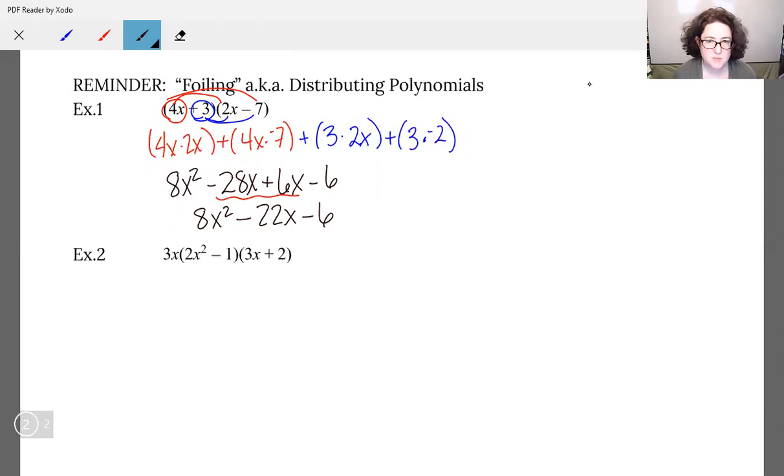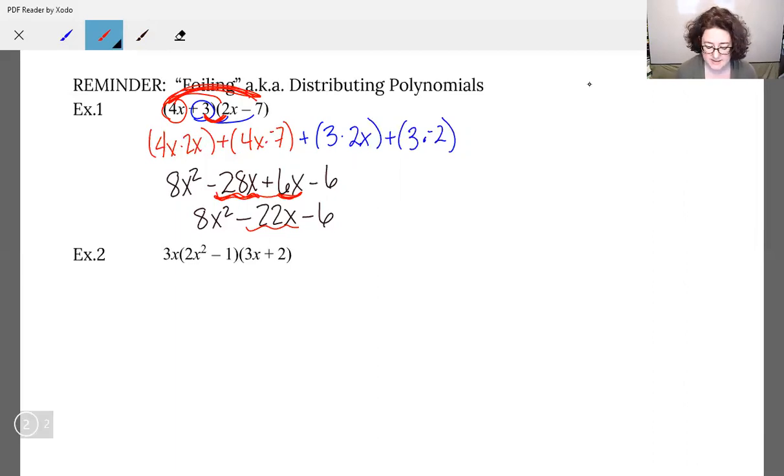So think about the order in which I organize things. This is going to come into play when I start checking my solutions from factoring. I'm going to be looking very specifically at how I ended up with that middle term of negative 22x. So if I think about 3 times 2x, that gave me my 6x. And 4x times negative 7 gave me the negative 28x. Those ultimately made that negative 22x when I combined my like terms.